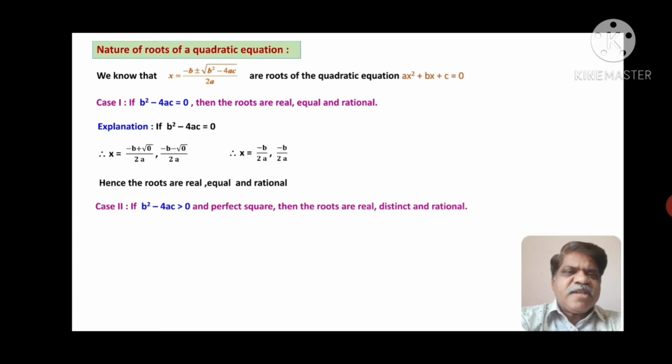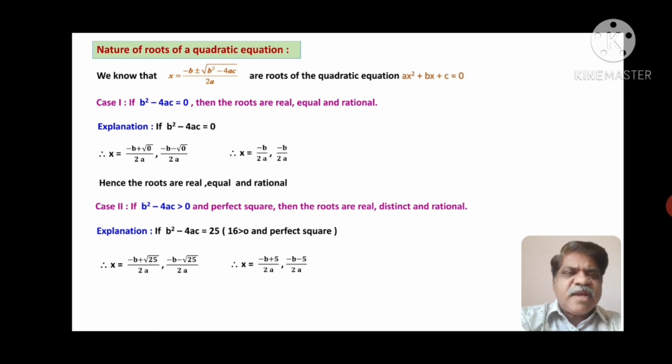Case 2: if b square minus 4ac is greater than 0 and a perfect square, then the roots are real, distinct and rational. If b square minus 4ac is equal to 25, let us say, this 25 is greater than 0 and it is a perfect square. Therefore, minus b plus under root 25, minus b minus root of 25 upon 2a. Therefore, you will get x is equal to minus b plus 5 upon 2a and minus b minus 5 upon 2a. Hence, the roots are real, distinct and rational.